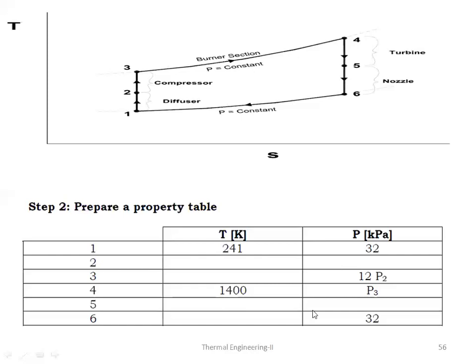And at point 5, no data is given in the problem, and we need to find out the pressure and temperature at point 5. And at point 6, the pressure at the outlet of the nozzle must be equal to the pressure of the air entering the diffuser. So P1 must be equal to P6 as per this diagram. Therefore, the exit nozzle hot gases pressure is equal to 32 kilopascal. So this is the data which is given in the problem. Using this data, we are going to determine the remaining things.